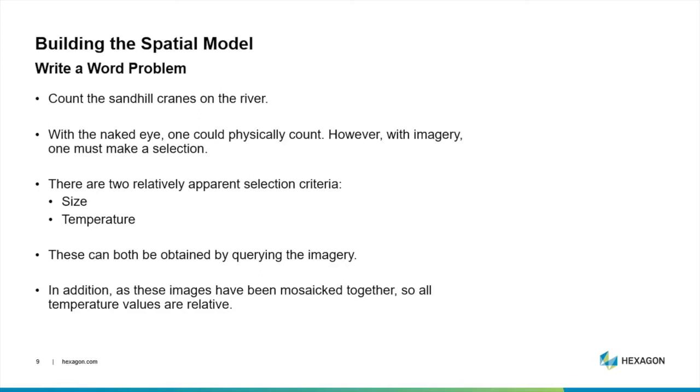Now, the image that we're looking at here happens to be a mosaic, so it's not quite as easy as just saying, give me everything that's, I don't know, 98.6 degrees Fahrenheit, and grab that one. I'm going to have to query the imagery to figure out what temperature band I want, because those numbers aren't necessarily absolute values.